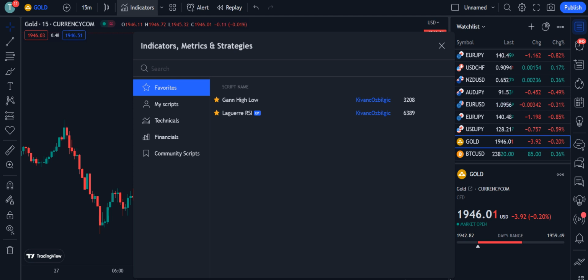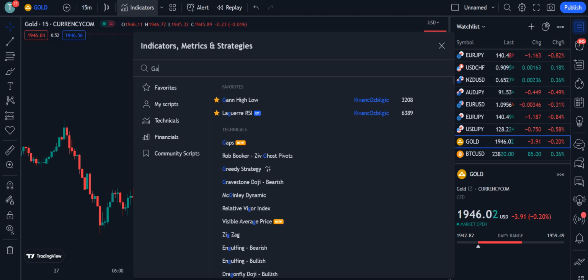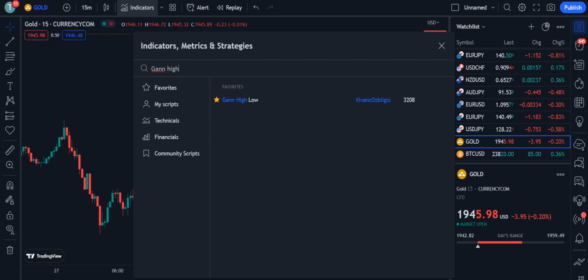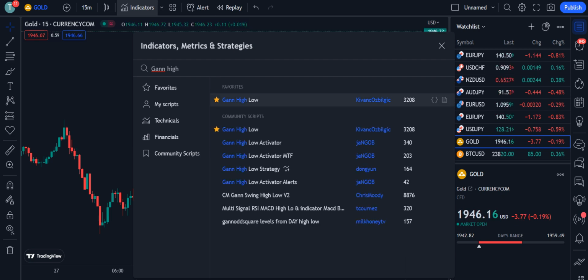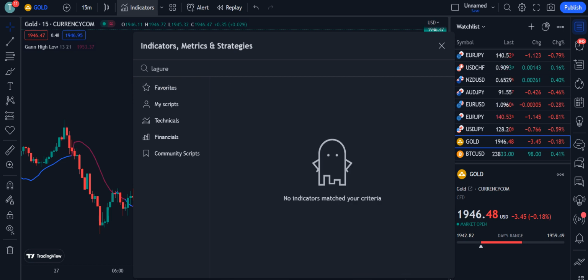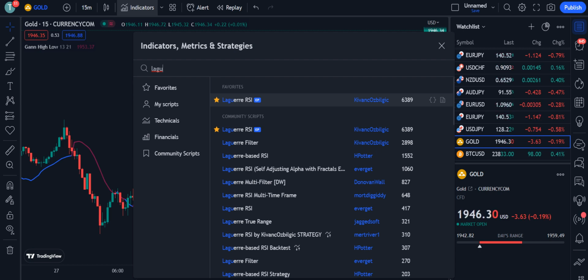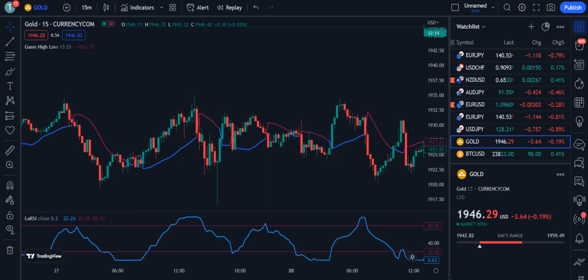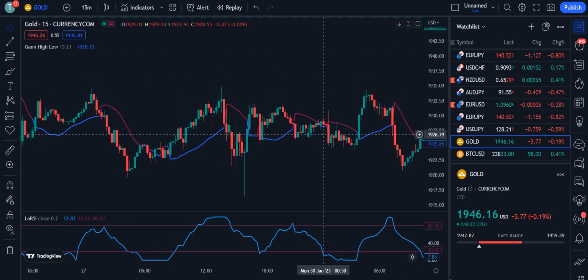Here we are going to have two indicators. The first indicator is GANN High Low by Osbelgic. 3208 traders are using this indicator. You simply have to click on it and it will be applied on your chart. The second indicator is Laguerre RSI by Osbelgic. Again, 6389 traders are using this indicator. Simply click on it and it will be applied on your chart.